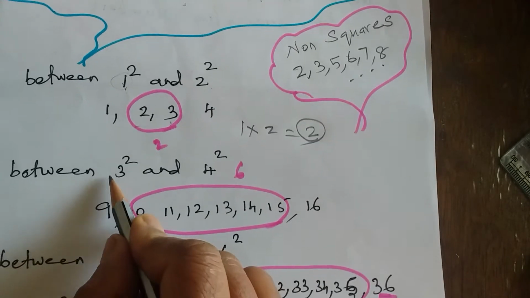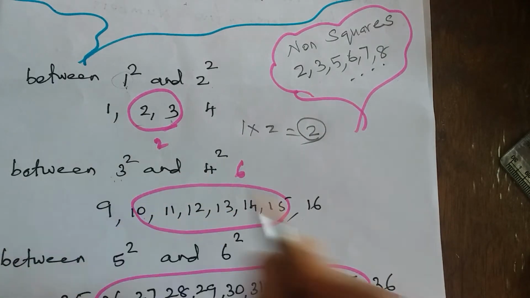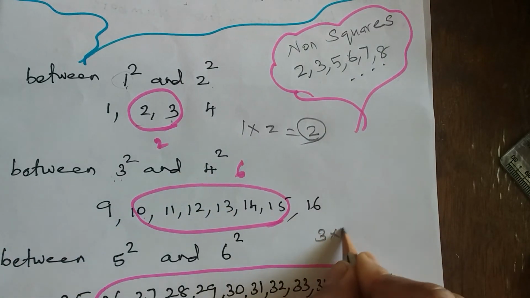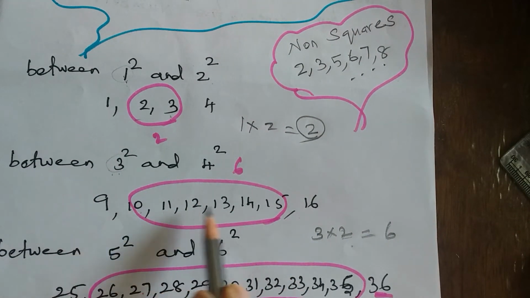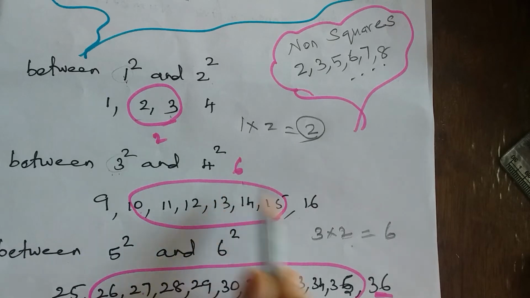Yes. Now, between 3 and 4, which is the smaller number? 3. Multiply the smaller number by 2. 3 twos are 6. Now, check. 1, 2, 3, 4, 5, 6. So, are we getting the same 6?